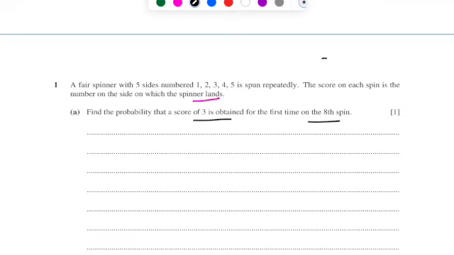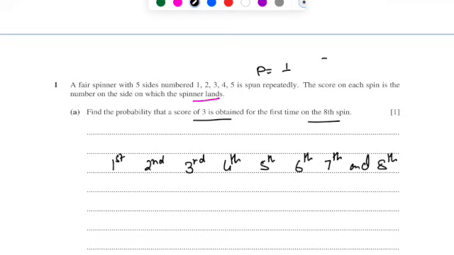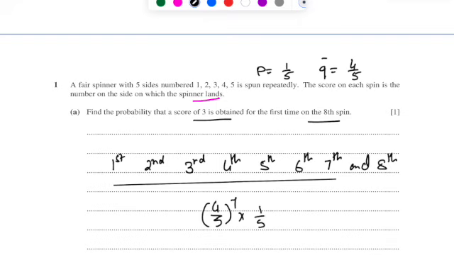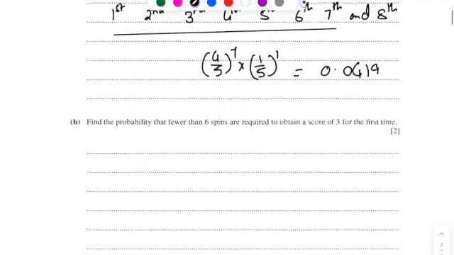So let's do it out. What happened to the remaining 7 spins? First spin did not get, second spin did not get, third, fourth, fifth, sixth, seventh spins did not get, and the eighth spin was a success. Probability of success is 1 upon 5, and probability of failure is 4 upon 5. It is 7 times, so 4 upon 5 whole to the power of 7 and 1 upon 5 whole to the power of 1. Simplify that, 0.0419 is going to be the answer.